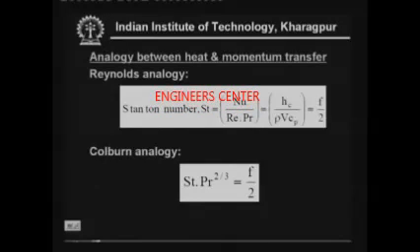This Reynolds analogy is strictly applicable for Prandtl number 1. So, Colburn has improved this for different Prandtl numbers, and he has arrived at what is known as the Colburn analogy. This is given by Stanton number into Prandtl number to the power of 2 by 3 is equal to F by 2. This is applicable to a Prandtl number varying from about 0.6 to 50. So, you can see the usefulness of this.